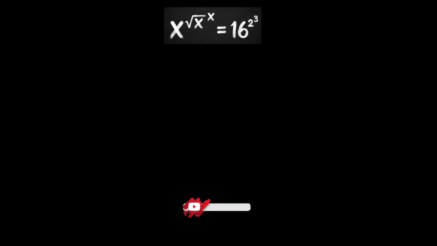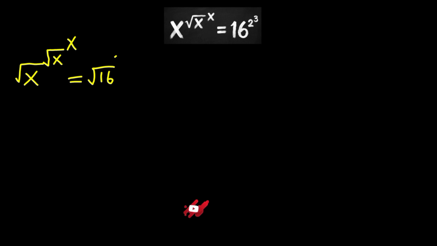To solve this interesting exponential equation, we're going to start by taking the square root of both sides. So we have (√x)^((√x)^x) on the left, and this equals (√16)^(2^3) on the right. After doing that, we know that the square root of 16 is going to give us 4, and that to the power of 2 to the power of 3.